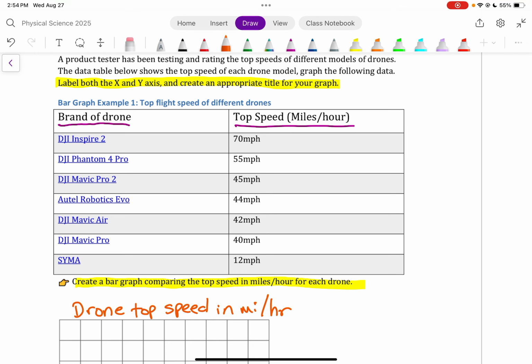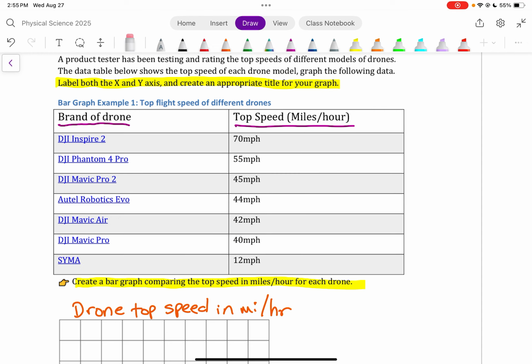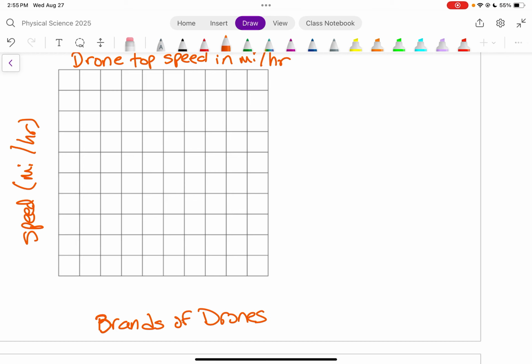Now I'm going to label the x-axis. Usually as we do that, you guys, this is the left-hand column, that's the x-axis. The right-hand column is usually the y-axis, as a general rule. So brands of drone go on the x-axis, and then over here we'll put speed in miles per hour. Now I've labeled my axes, so we're good to go there.